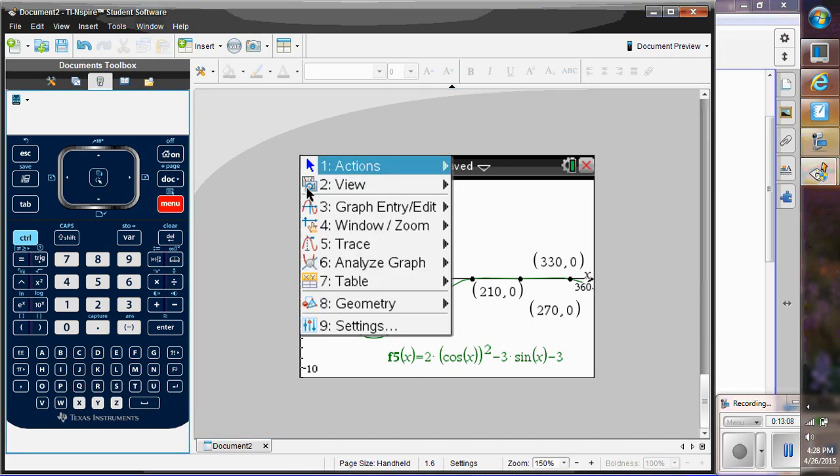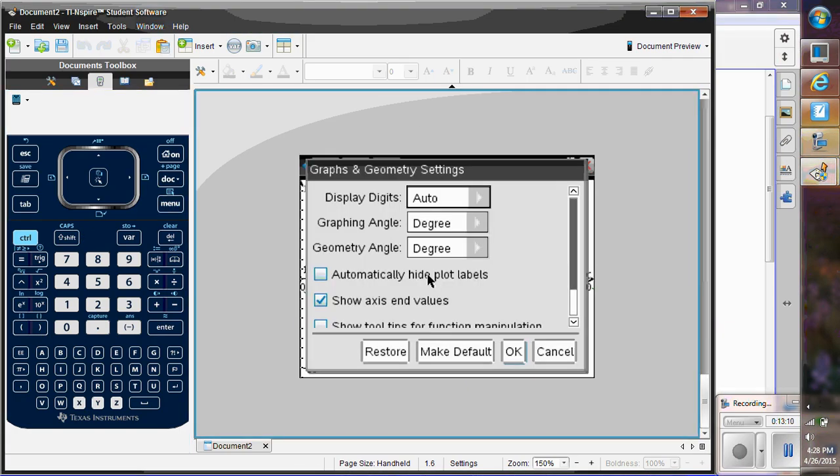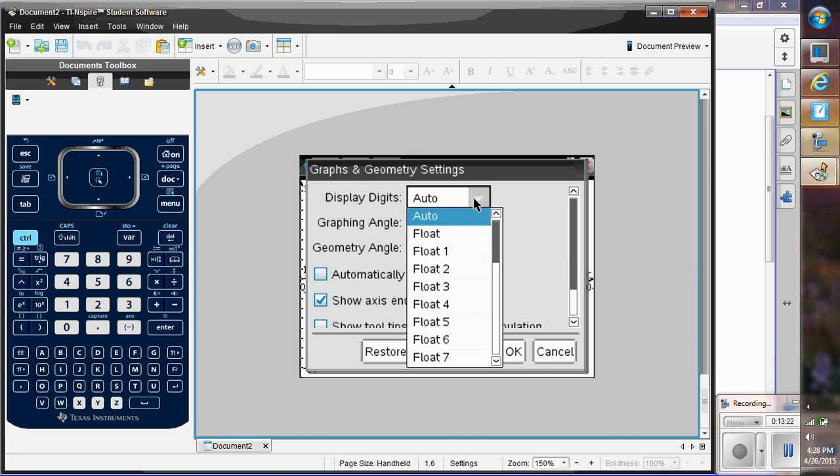If you go to menu and you go to settings again, that display the digits. If you set it to auto, you'll see many, many more digits than when it was fixed to 3, I believe, in the graph. So if you change this to auto instead of fixed 3, you will see a lot more digits in your equations.